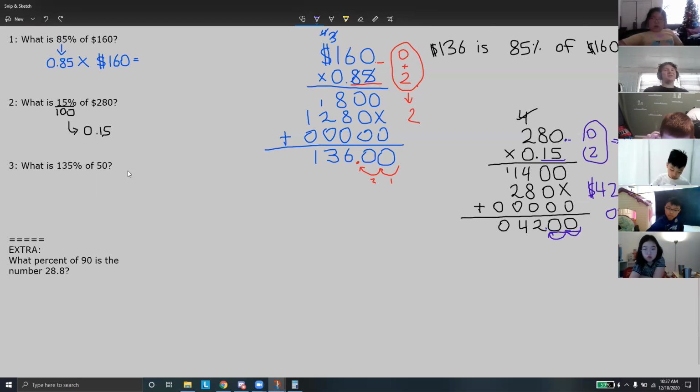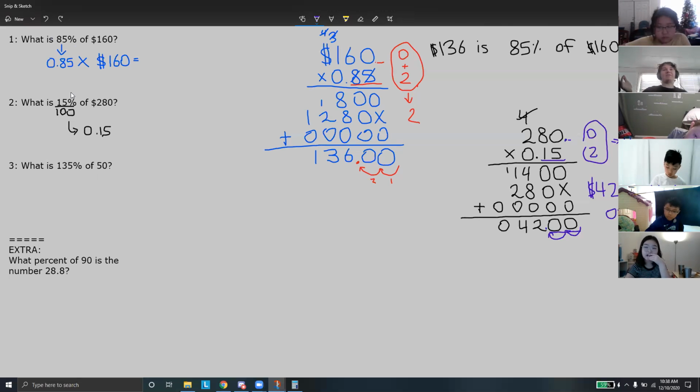Okay, so here's where it might be tricky. We've had examples, and most of our examples are like this, where our percent is less than 100. See, 85% is less than 100%. 15% is less than 100%. If our percent is less than 100, then our number is going to get smaller, right?